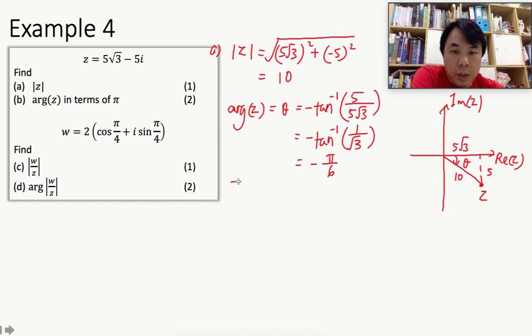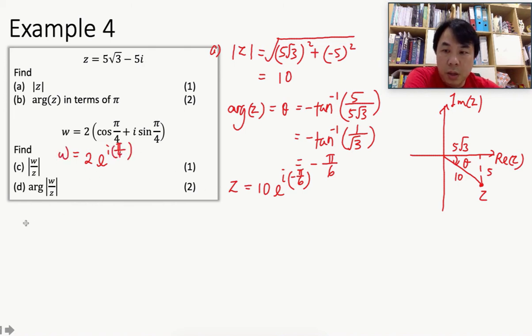Before we move on, it's best to represent this complex number in its Euler form, for instance. That is actually 10 e^(i negative pi over 6). Yeah, so that's our conclusions to the complex number. Now the second one, we are given a w in this form, so we can write the w in its Euler form also, which is e^(i pi over 4) instead. Okay, we are not doing anything here.